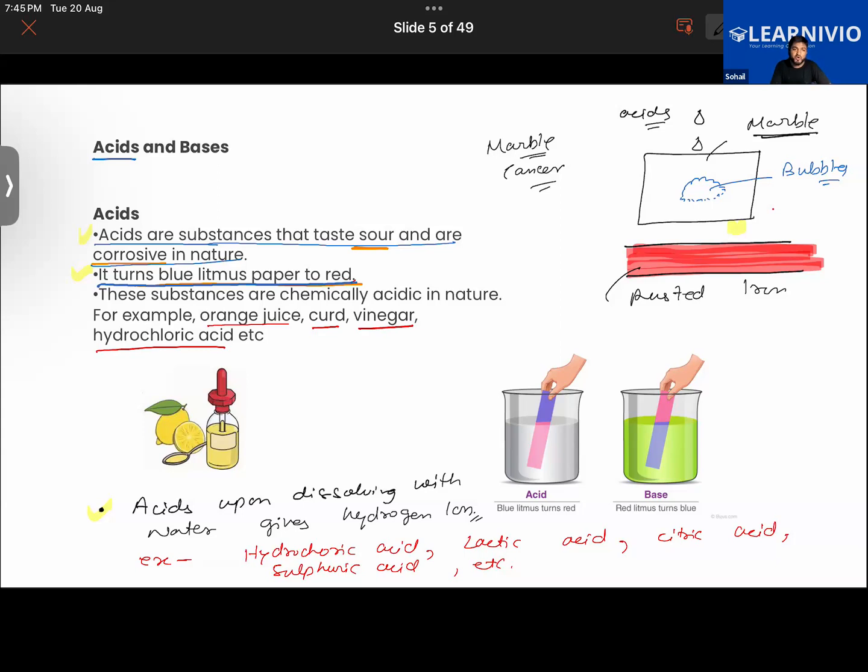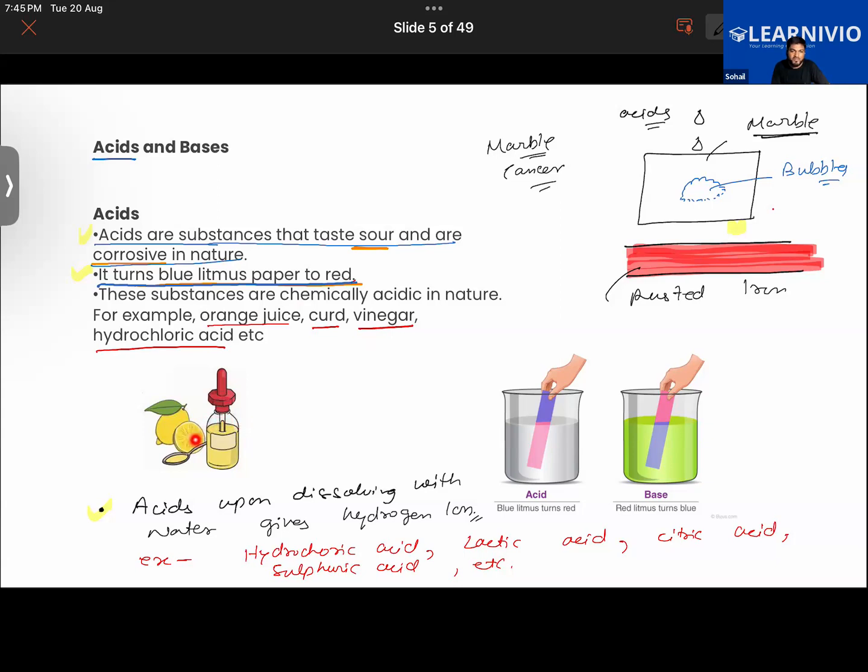So they are said to be corrosive in nature. Got this so far? These two points. They are sour in taste, like when you drink lemon juice, lemons or oranges, any citrus fruits. Or for example, curd or vinegar, all of them have a sour taste because they contain acid in them. Getting it now?